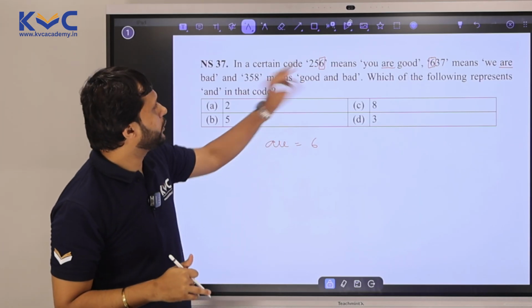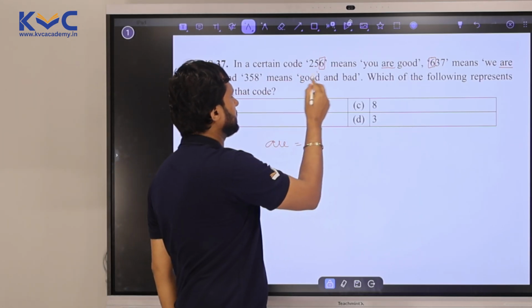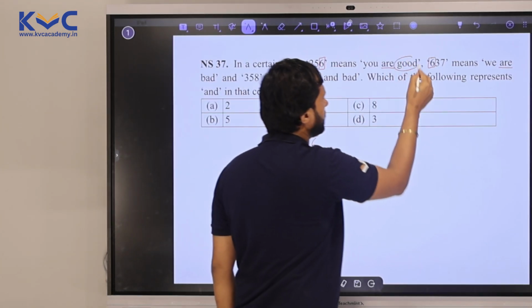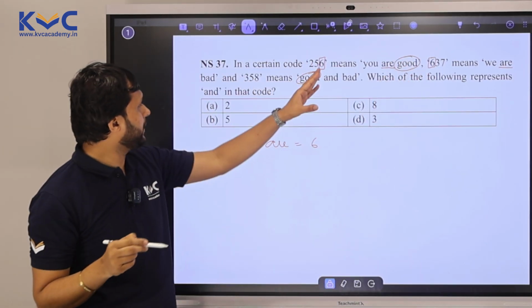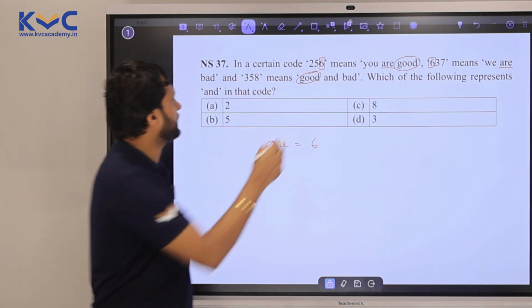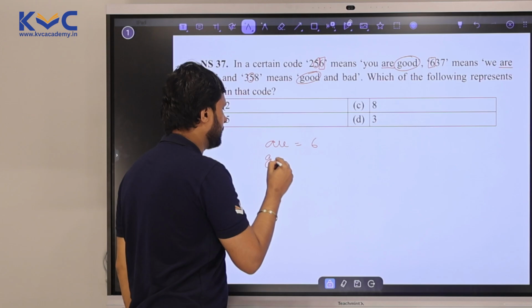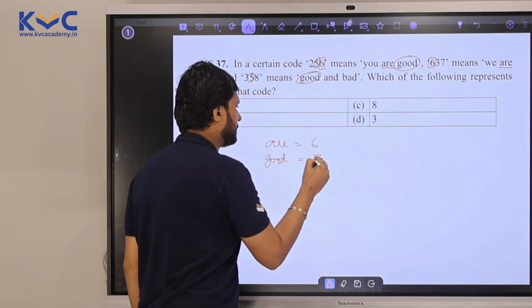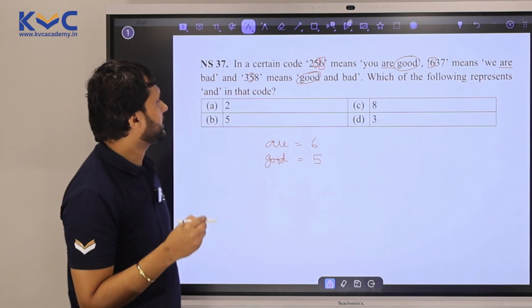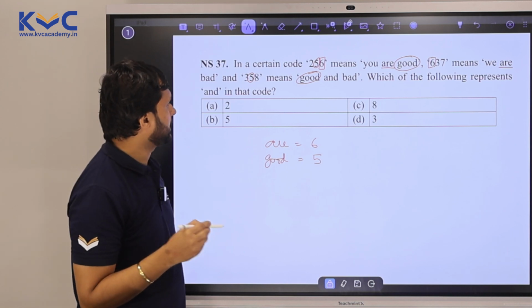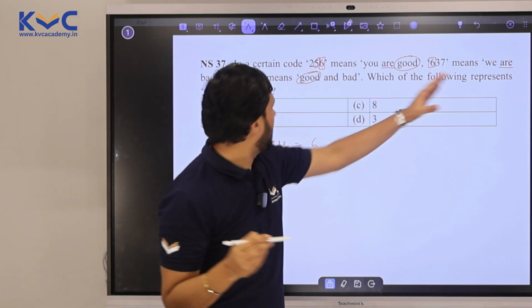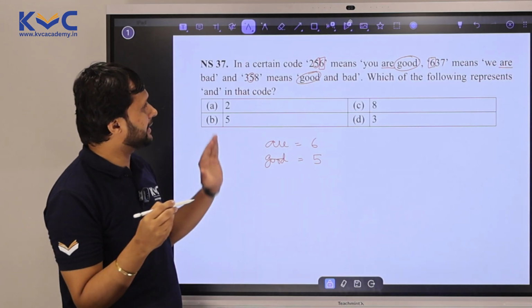Okay, we have good over here. This time I'll put a circle, good over here. I have good over here also. Okay, and what is the common number? We have 5 here and we have 5 over here. That means good is equal to 5. Good is equal to 5. What else? We are bad. Bad is there in the second one.